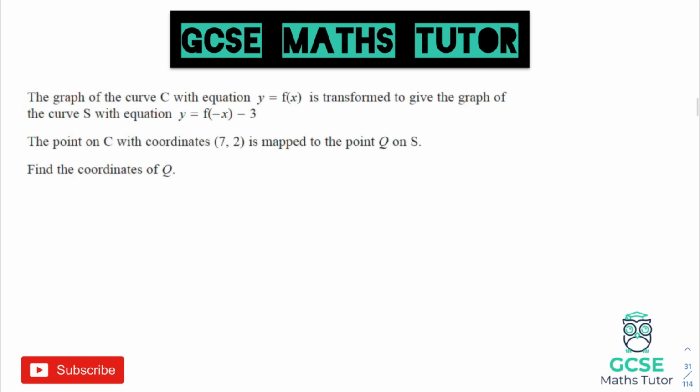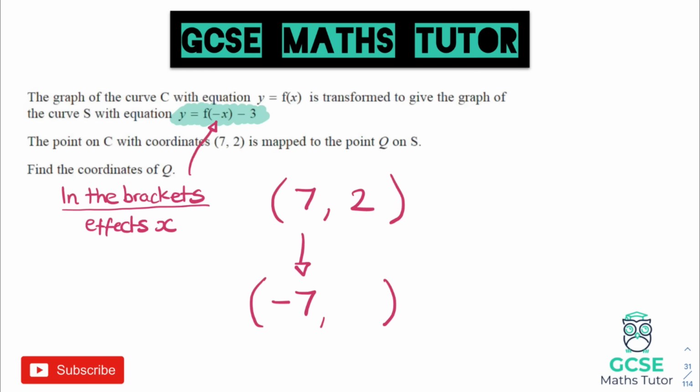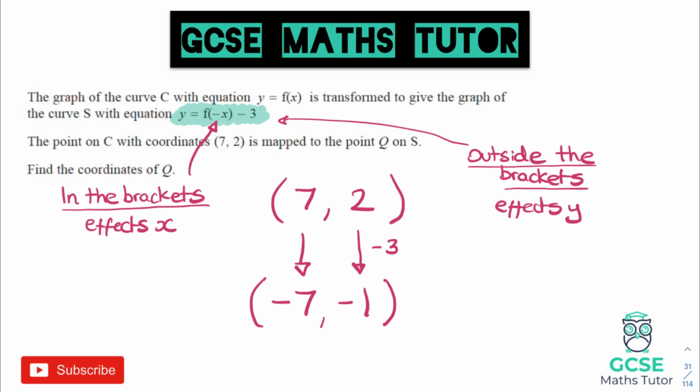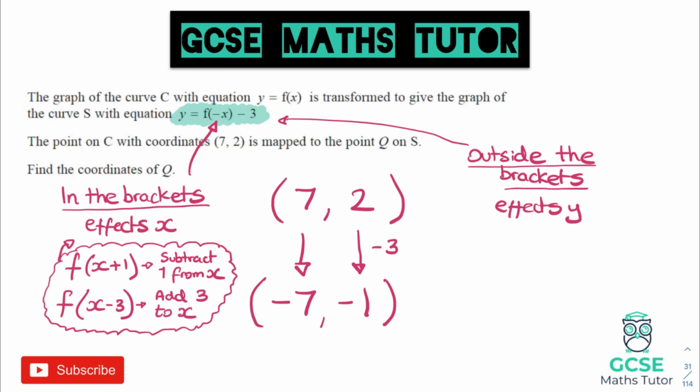When looking at graph transformations, just remember anything inside the bracket affects x, anything on the outside affects y. So that negative is inside the bracket, that affects the x, a negative symbol just changes the sign, and the minus 3 is on the outside, which just moves the y coordinate down by 3. Remember, if it's in the bracket, it will do the opposite of what you'd expect.